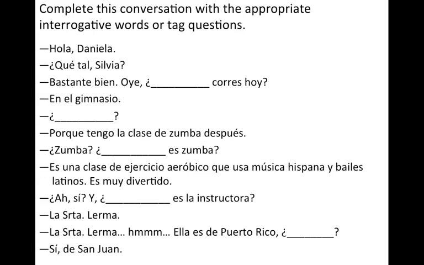So let's do a little bit of práctica. Complete the conversation with the appropriate interrogative words or tag questions. Here we go. Hola, Daniela. ¿Qué tal, Silvia? Bastante bien. Oye, something corres hoy. Notice the answer, en el gimnasio, in the gym. What is the question word? The interrogative is ¿dónde? Where are you running today? En el gimnasio.